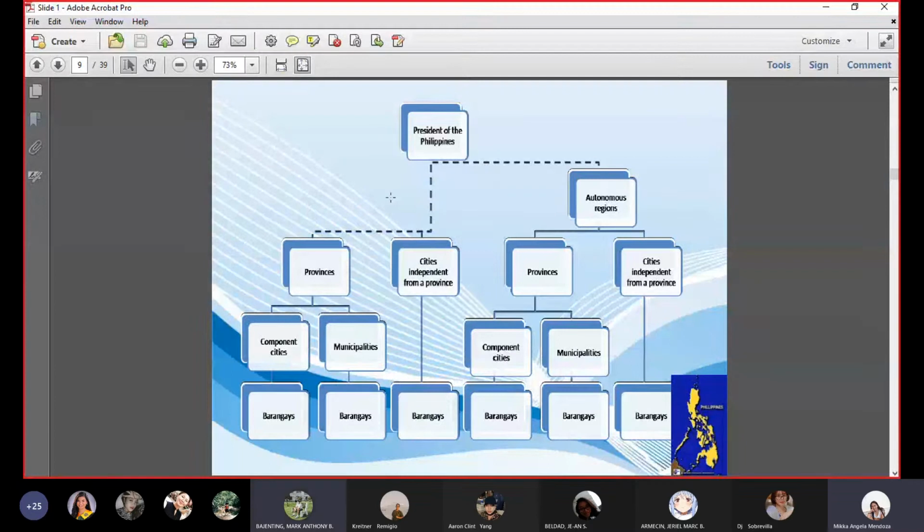So, ang pinakataas is the President of the Philippines. Okay? Siya ang pinaka-head. Then, ubos sa President of the Philippines are the autonomous regions. Ubos sa autonomous regions, we have the provinces and cities which are independent from a province or HUCs. Then, these HUCs are diretso sa barangays. But if kaning provinces na pa siya component cities and municipalities, dito pa siya moubos sa barangays. Okay? Na magway mga HUC, natawag silang highly urbanized cities because dili na sila connected sa province.